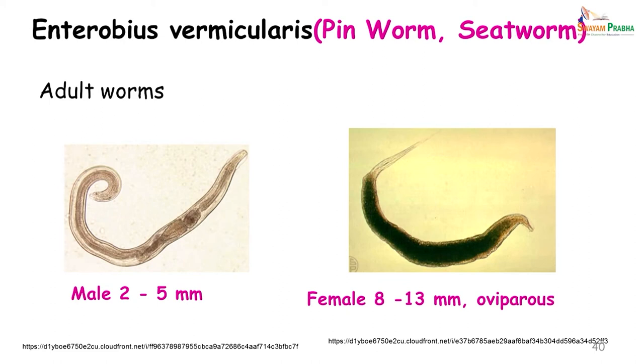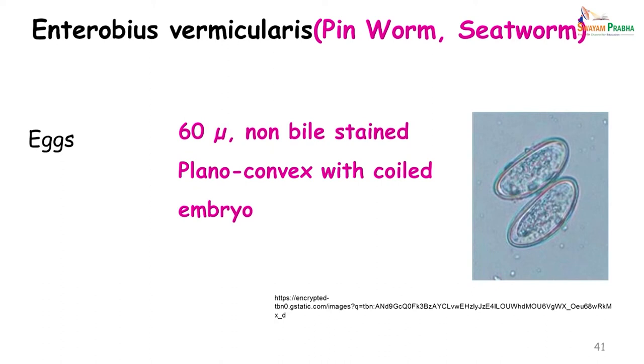The adult worms, the male is about 2 to 5 millimeters and the female is 8 to 13 millimeters in length. The female has a posterior pointed end which looks like a pin, hence the name pinworm. It is also called seatworm because it tends to produce symptoms near the anus. It is also called threadworm because it looks like a thread. The ova are plano convex. They are non-bile stained, about 60 micron in size, and may show a coiled embryo.